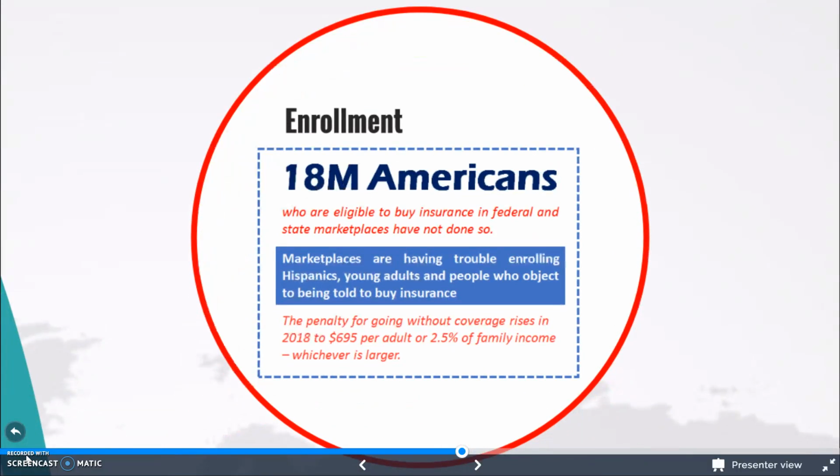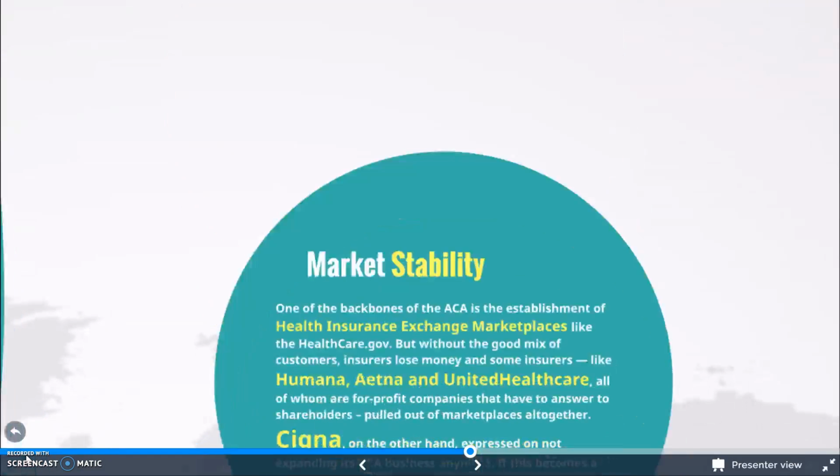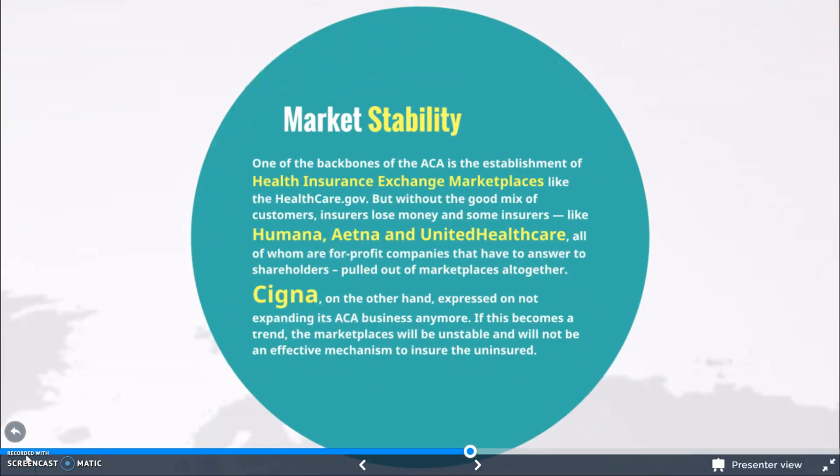Then you have enrollment. 18 million Americans who are eligible to buy insurance in federal and state marketplaces have not done so. This will cause rises in coverage costs in 2018. You have market stability.